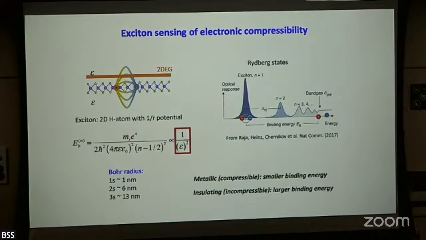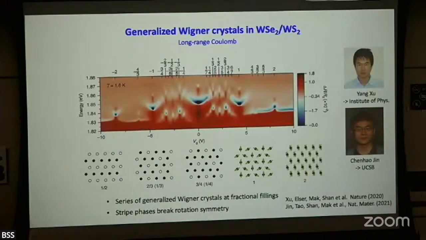But this is good enough as a first indication of insulating states. So let me just show you the experimental result. This is how the measurement results look. Let me walk you through what we are looking at, okay? The x-axis is the gate voltage, which changes the doping density in my sample. The positive side means I put an electron in, and the negative means I'm putting a hole in.